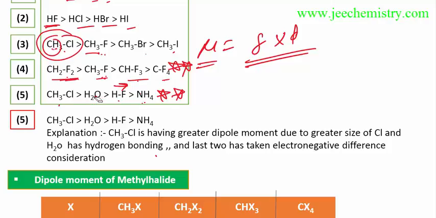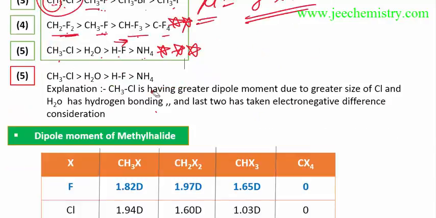But this one has hydrogen bonding. H2O is forming hydrogen bonding in water. That's why it has a higher dipole moment. And chlorine has a higher size, that's why it has a higher dipole moment. So this type of order we need to remember. In the examination we may get confused if we don't know the order. What is the order? So this order needs to be remembered.